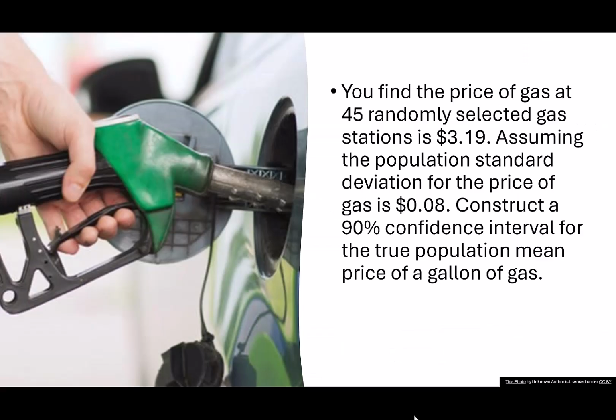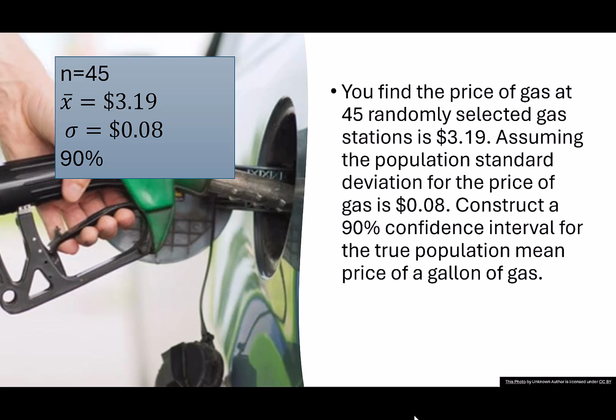126,954. Our next problem says you find the price of gas at 45 randomly selected gas stations is $3.19. Assuming the population standard deviation for the price of gas is 8 cents, construct a 90% confidence interval for the true population mean price of a gallon of gas.